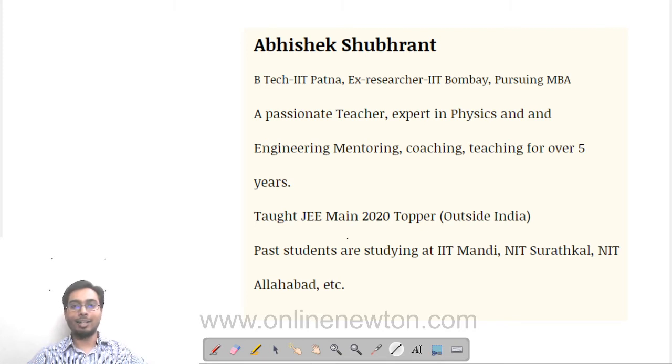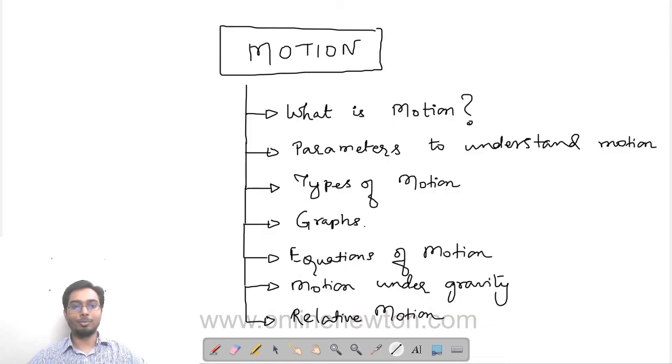Okay, so with that, let us start. Today we are going to learn about motion. In this module, we will have a series of videos coming up. We'll start with what is motion, and then move on to the parameters which will help us understand the motion better. Then what are the types of motion, then graphs, then equations of motion, motion under gravity, and finally we'll conclude this chapter with relative motion.